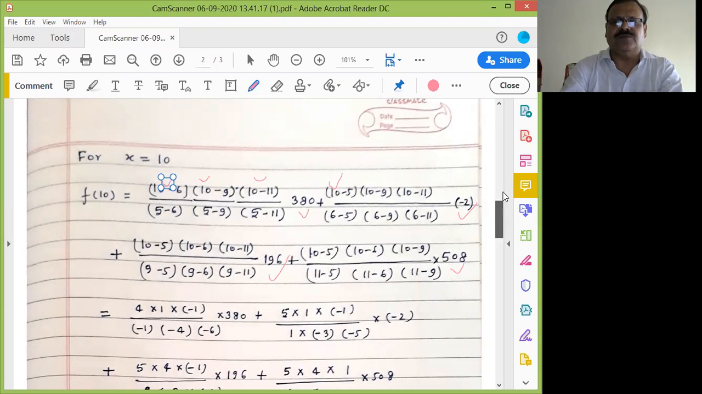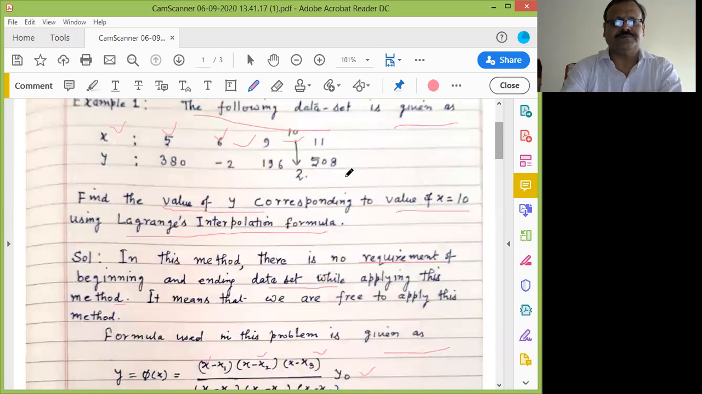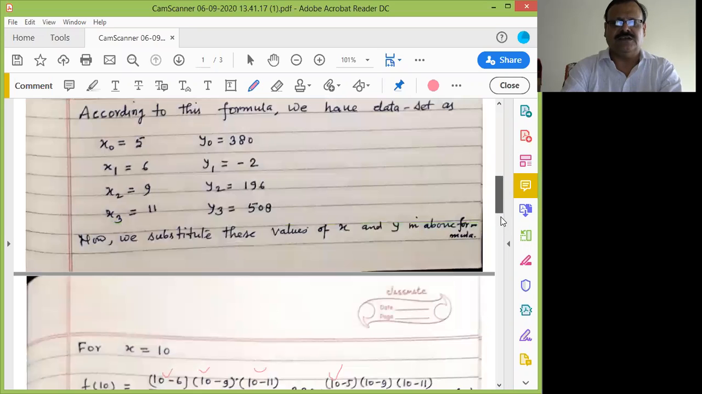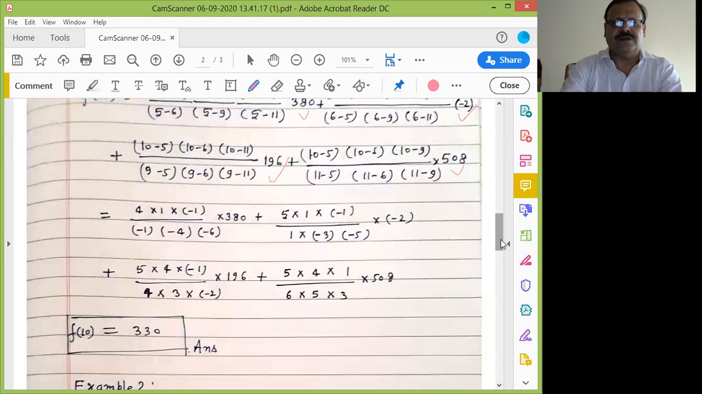If you look at the formula, it is over at y3. Y3 is this. This is y naught, this is y1, this is y2, and this is y3. So up to y3 this formula will continue. Thereafter, the terms will not exist. So we substitute the value of -2, the value of 196, and the answer is 330.